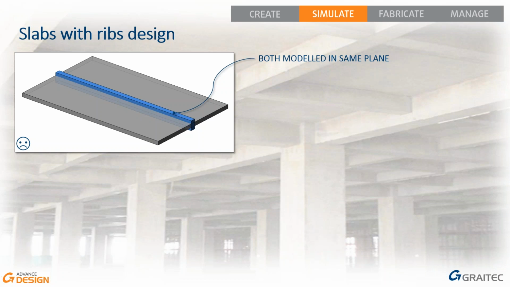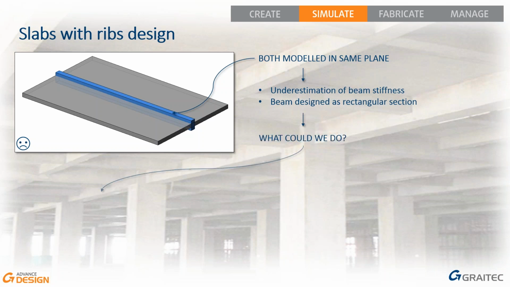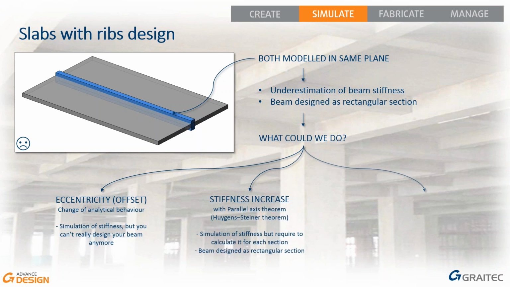So again, onto the topic of slab with ribs design. As you can see, in every FEM software, the beam is modeled in the same plane as the slab. It's for the discretization, to build your analytical model. But this leads to underestimation of the beam stiffness, and also you will have to design your beam as a rectangular section. So what could you do? There are a few methods.